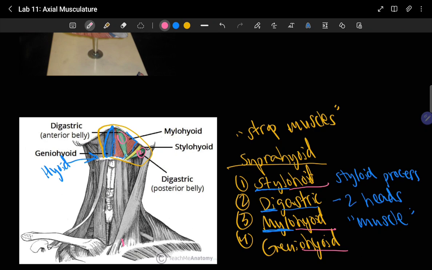So you don't need to know things like attachments. I'm not going to ask you that on the lab exam. It's enough to identify these muscles, but these are things that might pop up in lecture, so I want to make sure I'm going over them with you.